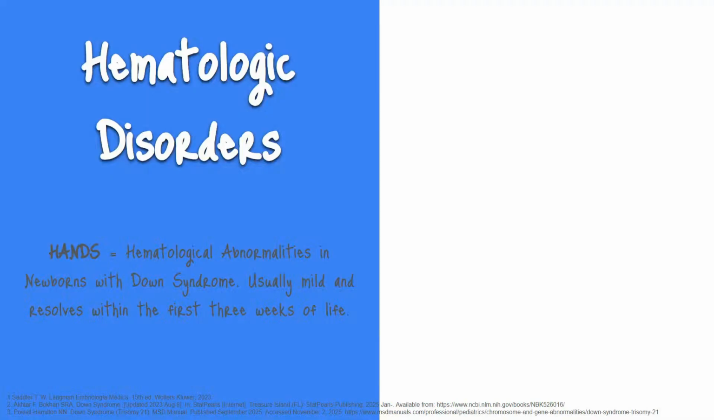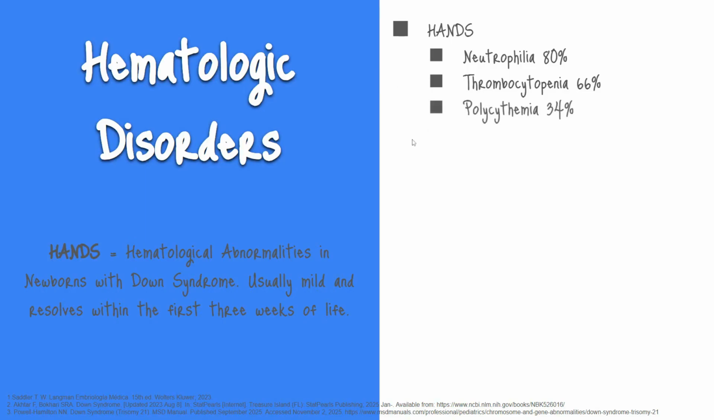Hematologic disorders. Hematological abnormalities in newborns with Down syndrome are usually mild and resolve within the first 3 weeks of life. So let's look more into that. In 80% of cases we have neutrophilia, which is increased neutrophils. In 66% of cases we have thrombocytopenia, which is low platelets. In 34% of cases, we have polycythemia, which is an increase in red blood cells.